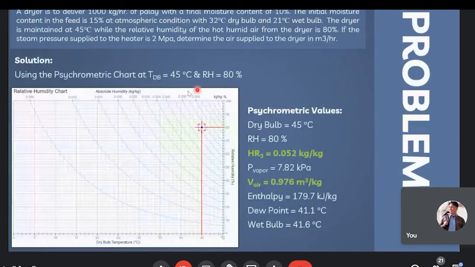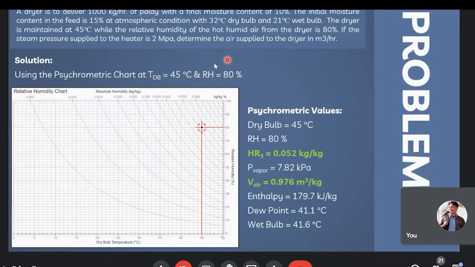So again, using the psychrometric chart for the dry bulb temperature of 45 degrees Celsius and relative humidity of 80%. So, eto siya. I-plot lang natin. So, kukunin natin yung values for the humidity ratio, which is 0.052 kilograms per kilogram, and the specific volume of 0.976 cubic meter per kilogram.